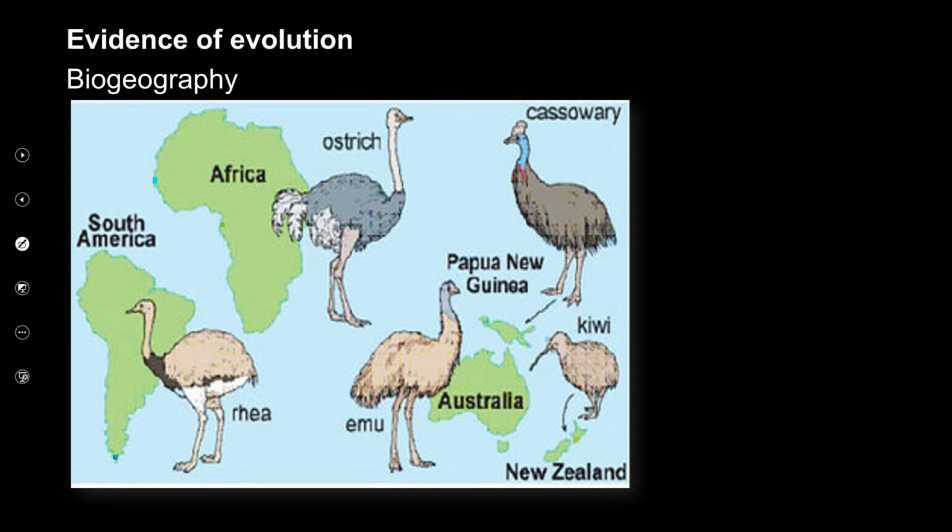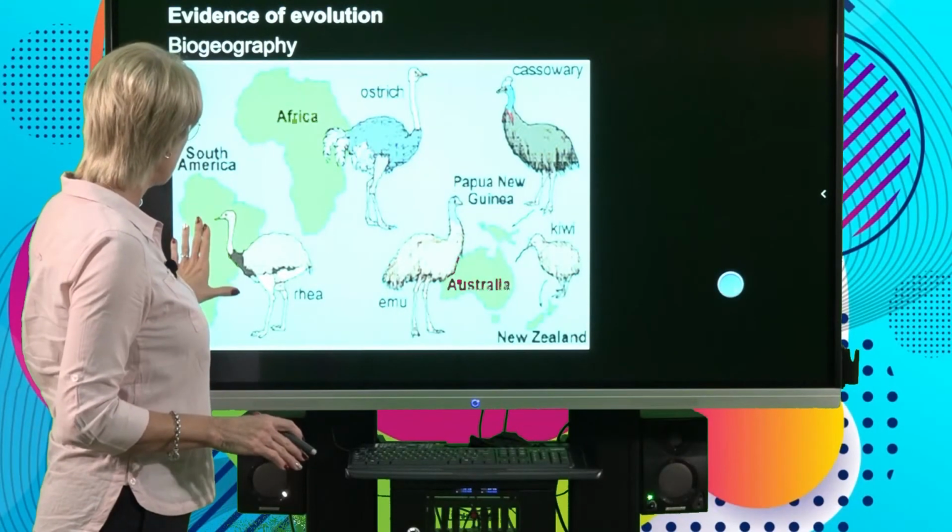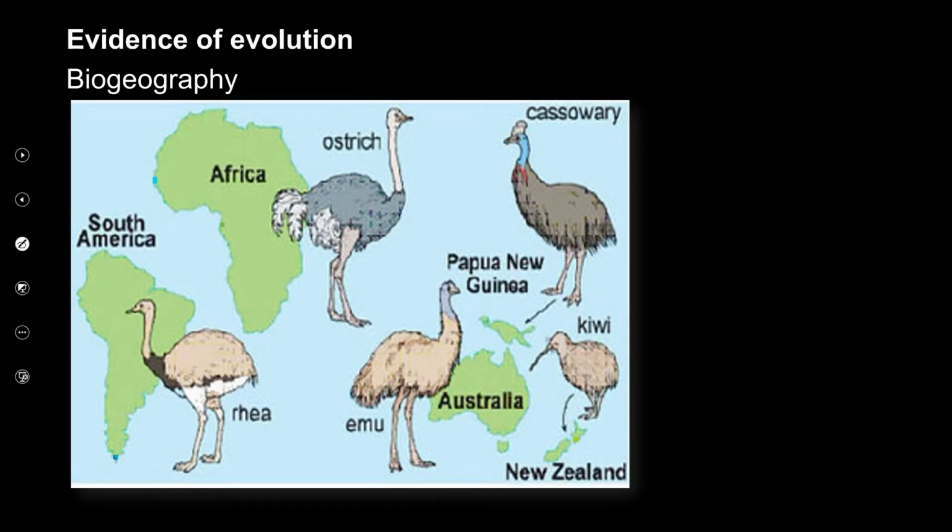Now, if we have a look at all of these birds, we can see that there are similarities. They have some characteristics in common. However, they are found in regions that have huge distances between them. The rhea is found in South America, the ostrich in Africa, the emu in Australia, the kiwi in New Zealand, and the cassowary in Papua New Guinea. And what we know about these birds is that they're flightless, so they couldn't have flown these distances to the different regions that we find them in today.